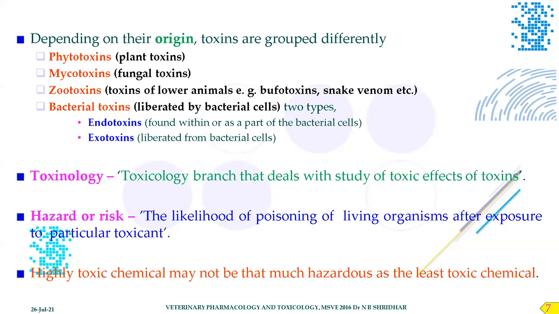So the next term is toxinology. Toxinology is a branch that deals with the study of toxins and the effects of the toxins. Then the hazard or risk. There is a very hairline margin present here. It is the likelihood of poisoning of an organism after exposure to a particular toxicant.